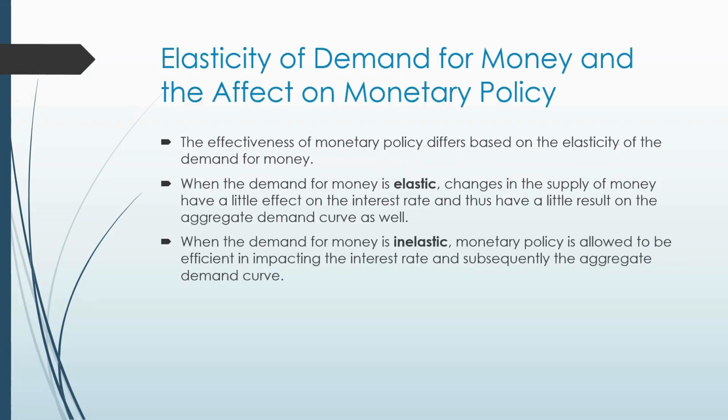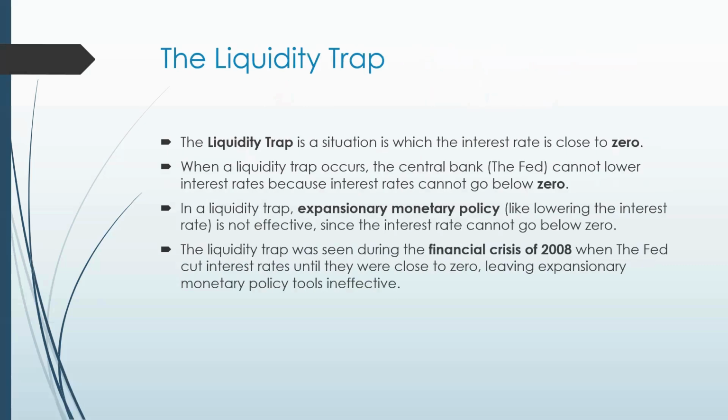The elasticity of demand for money and the effect on monetary policy. The effectiveness of a monetary policy differs based on the elasticity of demand for money. When the demand for money is elastic, changes in the supply of money have a little effect on the interest rate and thus have a little result on the aggregate demand curve as well. When the demand for money is inelastic, monetary policy is allowed to be efficient in impacting the interest rate and subsequently the aggregate demand curve as well.